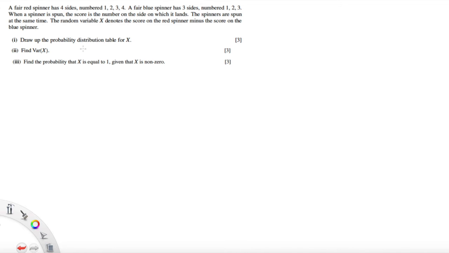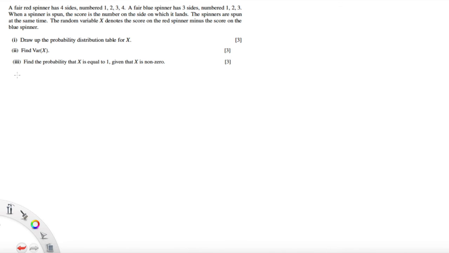Question number 6. A fair red spinner has 4 sides numbered 1, 2, 3, 4. A fair blue spinner has 3 sides numbered 1, 2, and 3. When a spinner is spun, the score is the number on the side on which it lands. The spinners are spun at the same time. The random variable x denotes the score on the red spinner minus the score on the blue spinner. Draw up the probability distribution table for x.